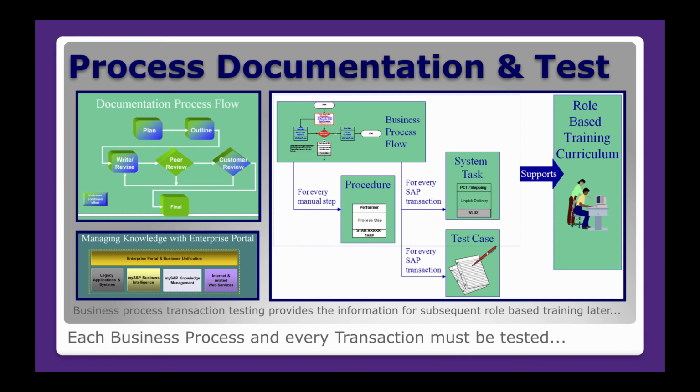In the main window there, you've got a business process flow. You've got to check that out for every process step to make sure it works, and then go to system task for every SAP transaction, and give it a test case to see whether it actually does work. And then some of those steps can be used to develop role-based training through a training program, a curriculum.